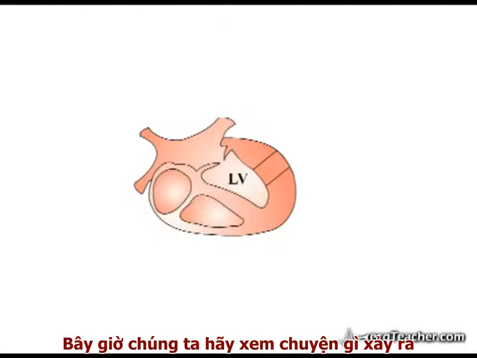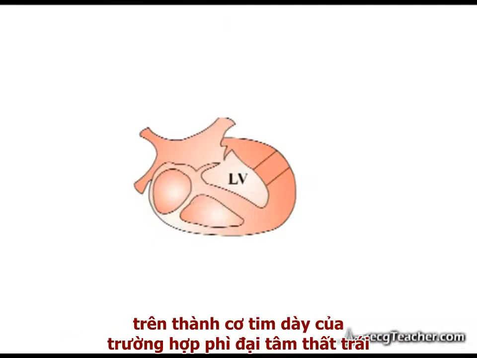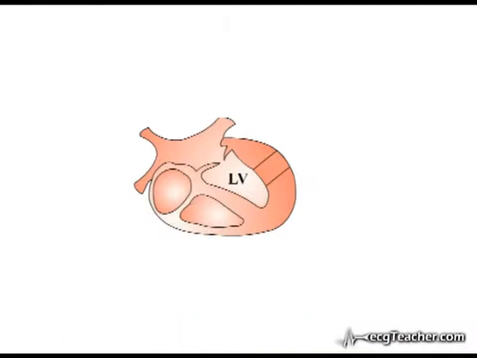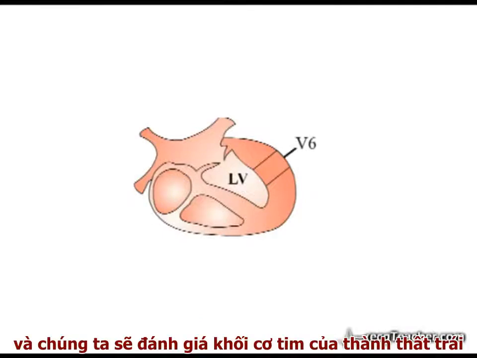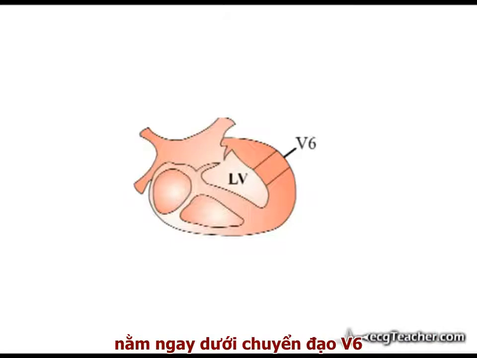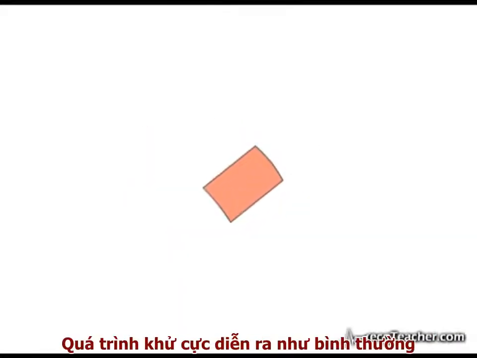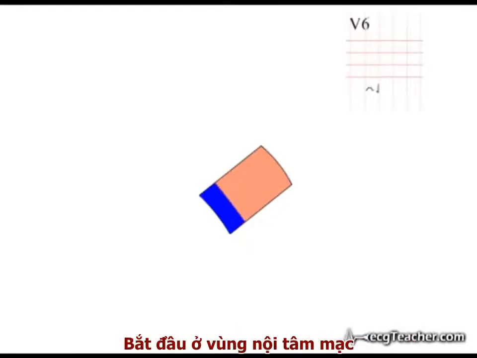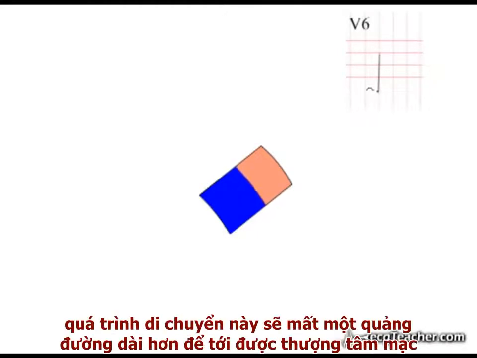Now let's look at what happens in the thickened wall of left ventricular hypertrophy. Again, we will analyze events in that section of the LV wall directly underlying lead V6. In the presence of hypertrophy, depolarization begins as normal in the endocardial region. But as the ventricular wall is thickened, the wave takes longer to reach the epicardium.